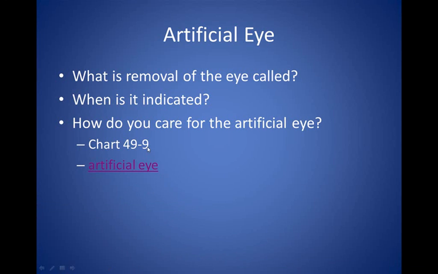Okay, so there was a person taking out their artificial eye and putting it back in. Make sure that you would, of course, put gloves on. You want to use some normal saline or eye drops and store the artificial eye in saline. Just like I said, review that chart. Make sure you know how to take care of an artificial eye.